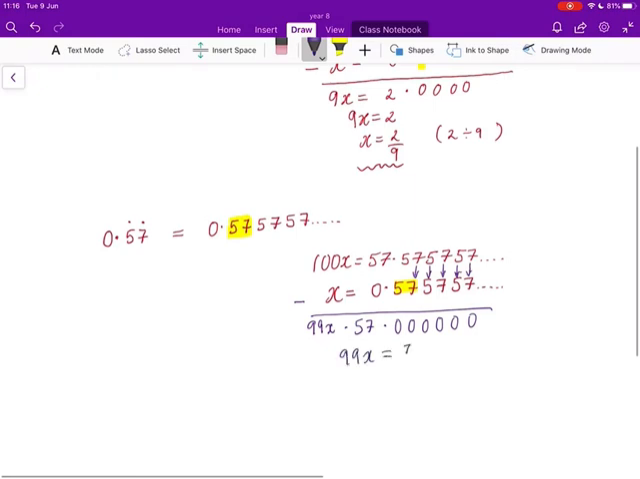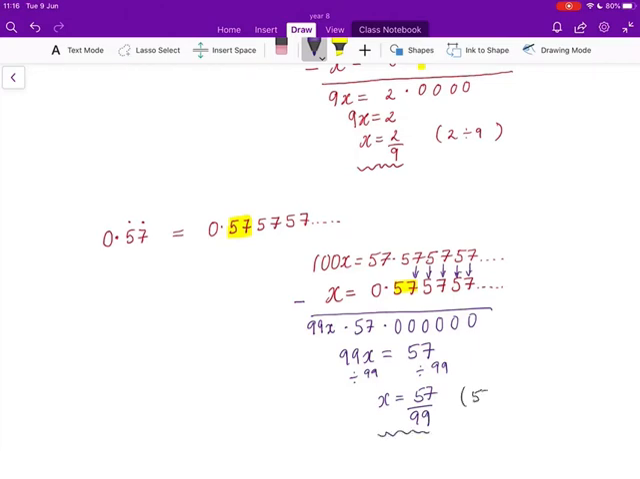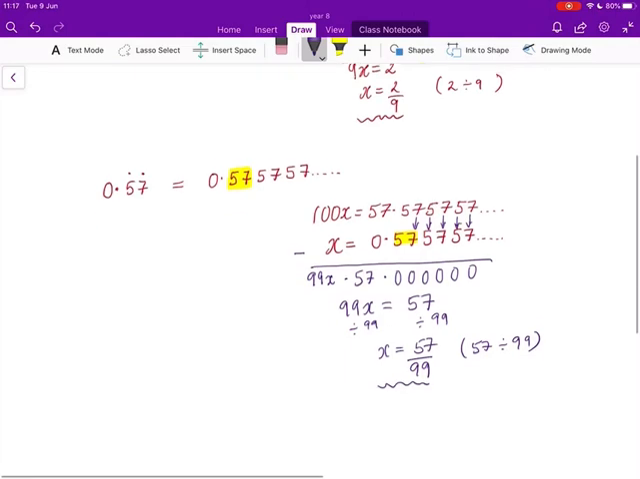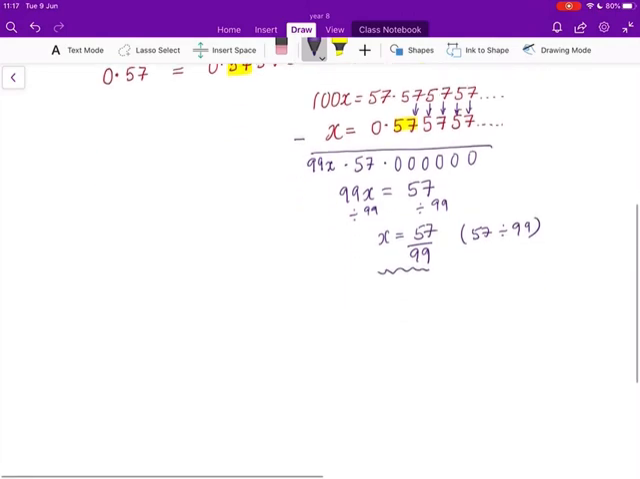So we've now got 99x equals 57, which means if we then divide both sides by 99, we end up with x equals 57 over 99. So we've now written our decimal as a fraction. Again, you could check that. If you type that into your calculator, it should give you the correct value for the decimal.